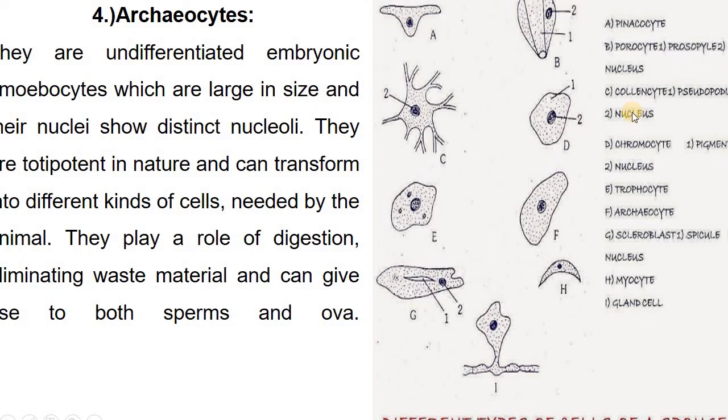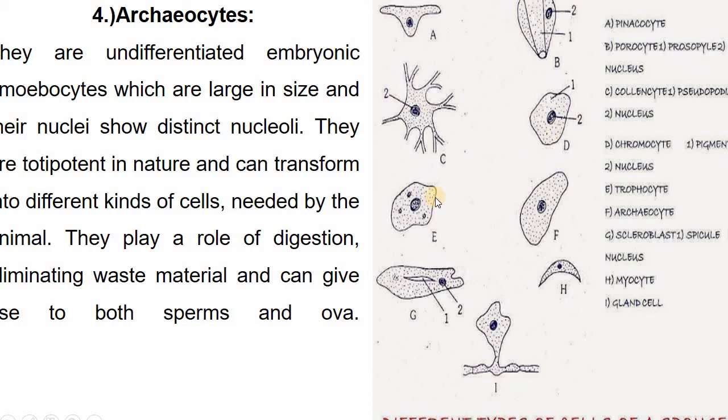Now, in the diagram, different kinds of cells in the sponges. A is a pinacocyte, which is almost a spindle-shaped cell, and B is a porocyte which has the nucleus, and C is the collencytes which has the pseudopodia, and D is the chromocyte which has pigments.